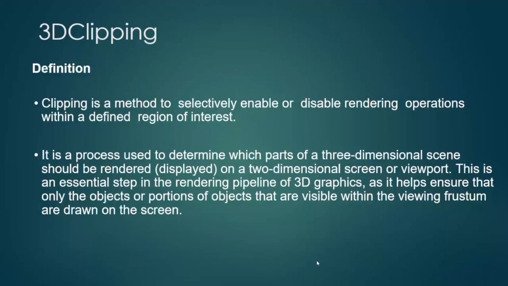3D clipping is a method to selectively enable or disable rendering operations within a defined region of interest. Before projecting, we need to eliminate the portion of the scene that is outside the viewing frustum. Basically, it is a process used to determine which parts of the 3D scene should be rendered on a 2-dimensional screen or viewport. It is an important step in the rendering pipeline of 3D graphics, because it ensures that only the portions of objects that are visible within the viewing frustum are drawn on the screen.